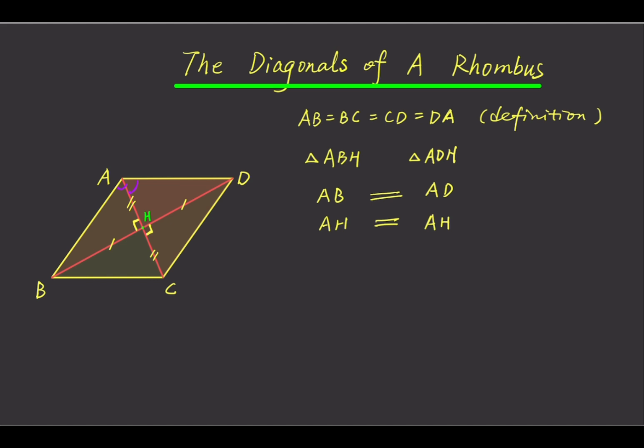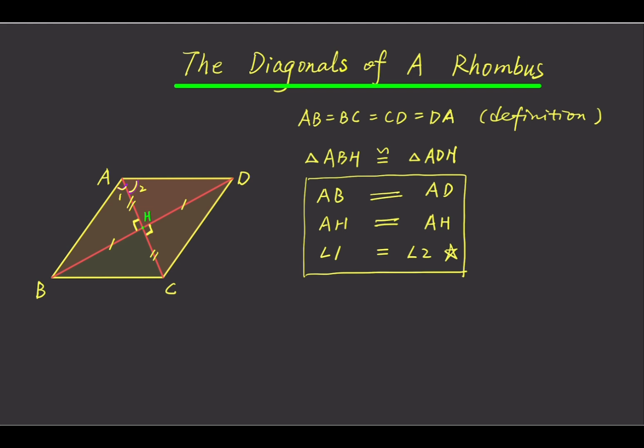Additionally, we can figure out angle 1 equal to angle 2. Why? If we can prove angle 1 equal to angle 2, we can make use of the 3 conditions to figure out triangle ABH congruent to triangle ADH. So now we need to prove this conclusion.